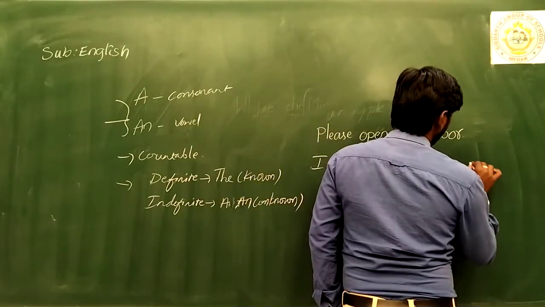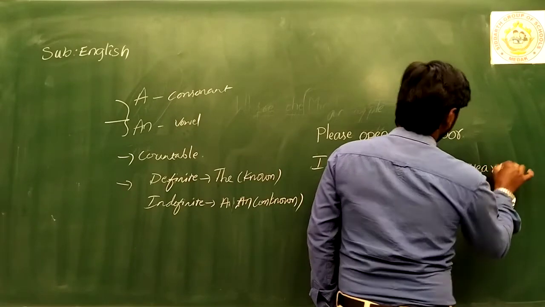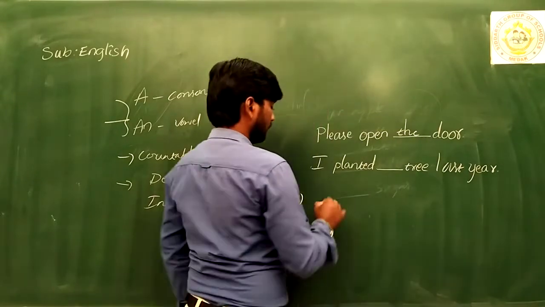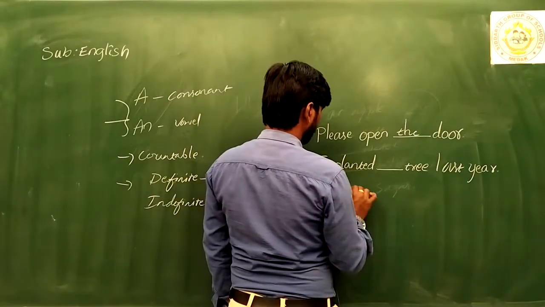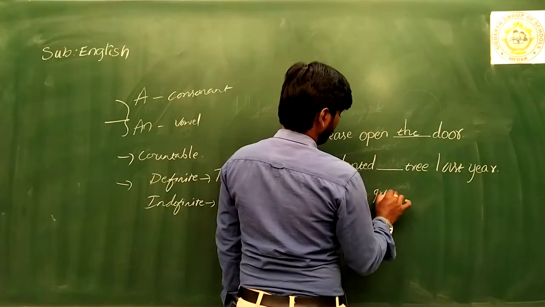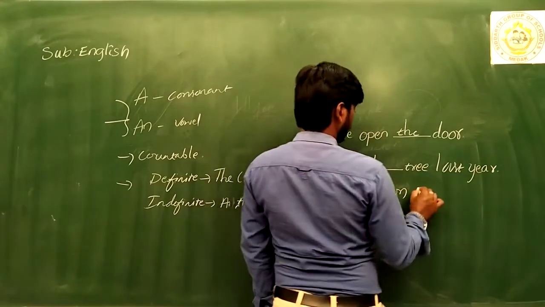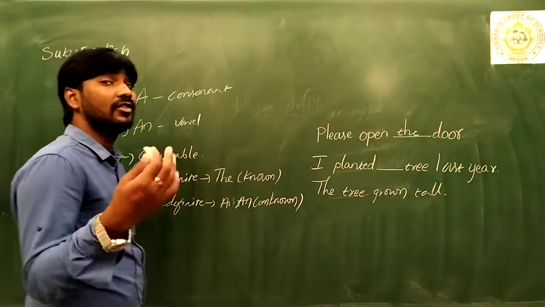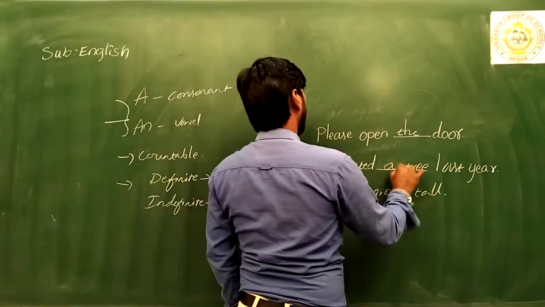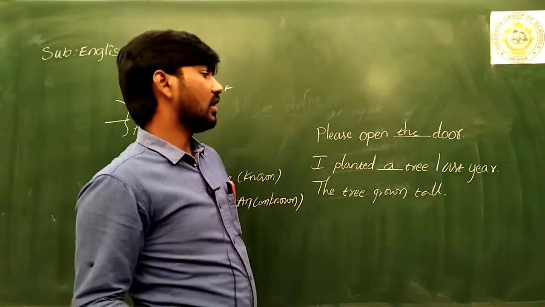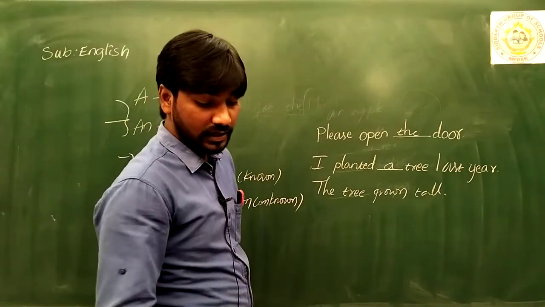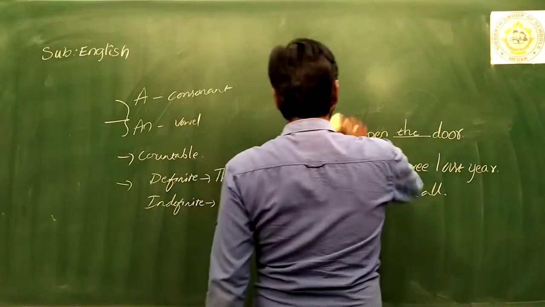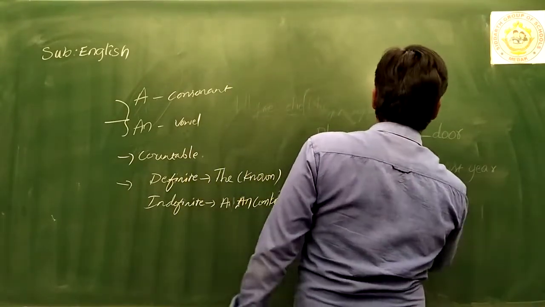I will use the same example. I planted dash tree last year. I planted a tree means an unknown tree. I just planted a tree, and the tree has grown tall. So that is rule number 3 we discussed in the previous class. Now I am going to teach you rule number 4 and rule number 5.